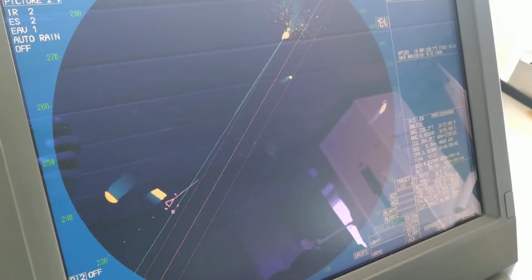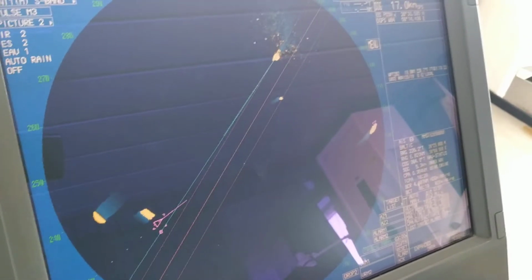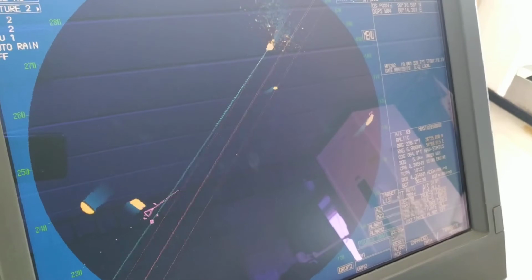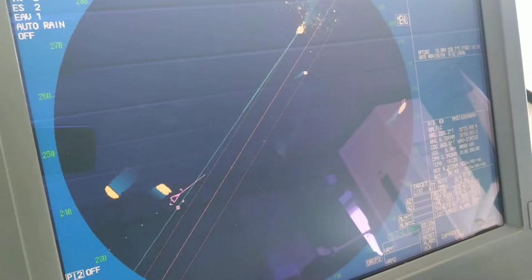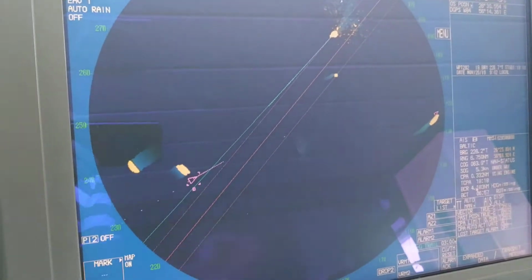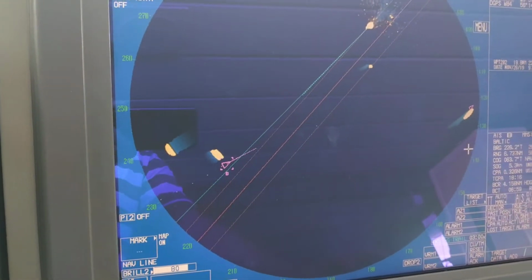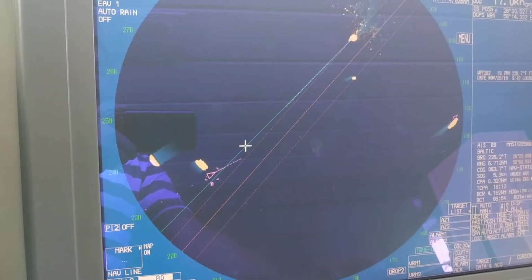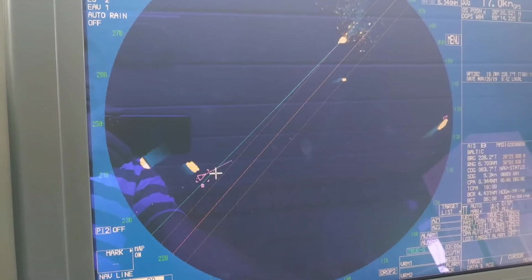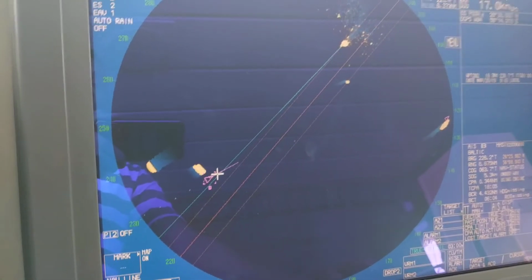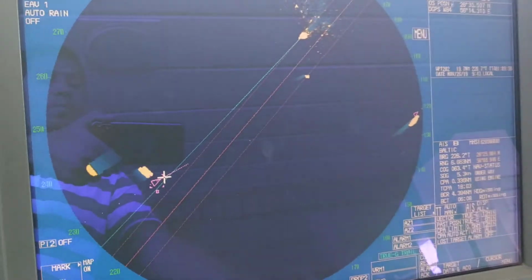Bow crossing range is basically when this ship or vessel will cross my bow. While the CPA is the closest point of approach. These two things are totally different. As you can see very clearly, she is going to cross my bow by 4.4 nautical miles, but the CPA is 0.3.